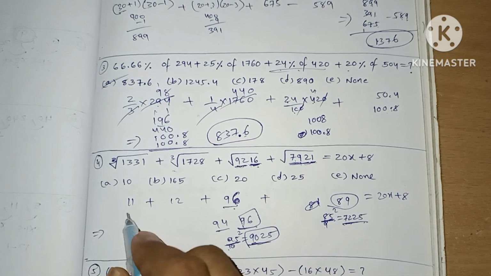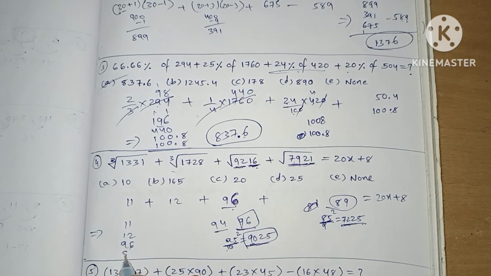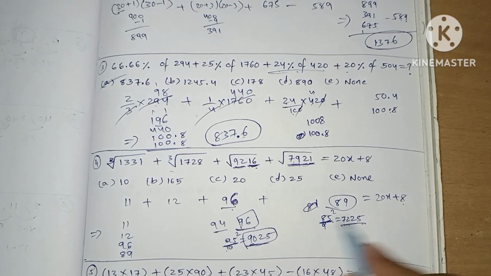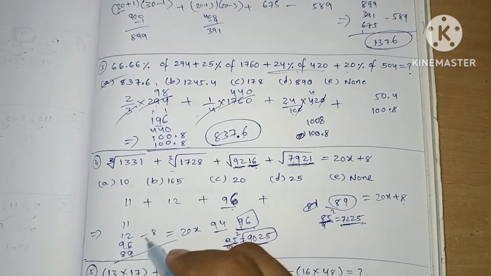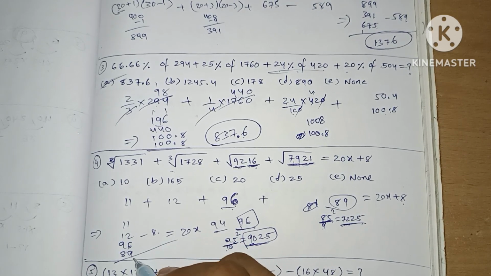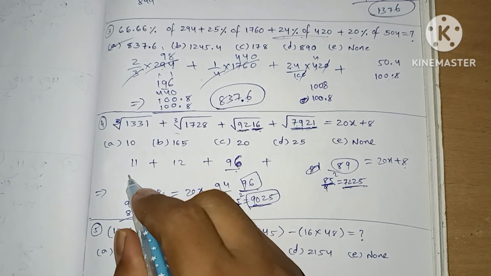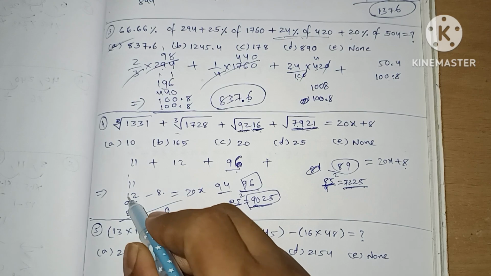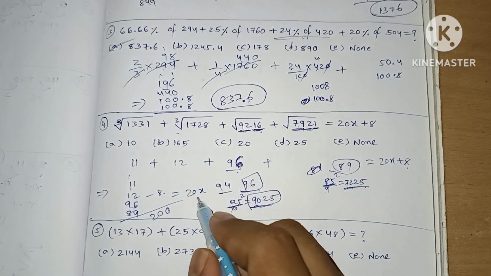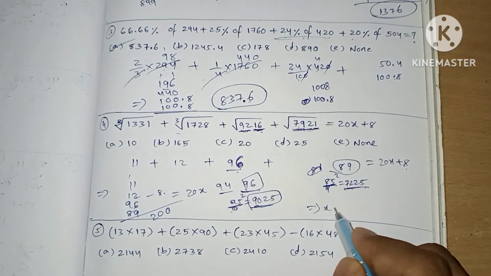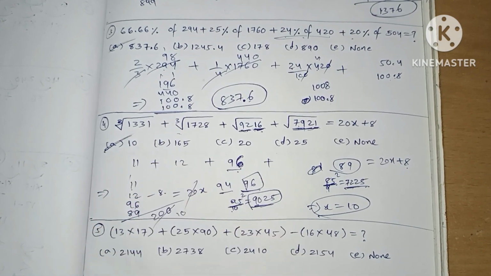So what we have is 11 plus 12 plus 96 plus 89 and minus 8 whole equals 20x. Leaving out the subtracting 8, we get only 1. 1 plus 6 is 7, 7 plus 3 is 10. Now we are left with 10, 10, 20, 200. So 200 is equal to 20x. So the x value is 10, 20 times 10. So option A is our answer.